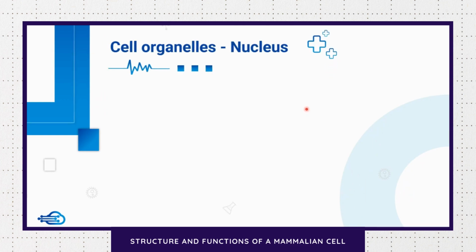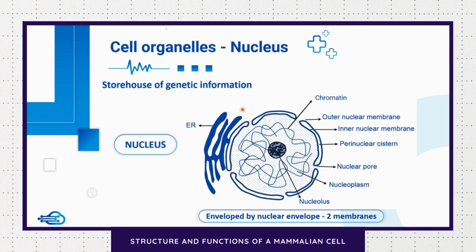Now let us see the cell organelle nucleus. Nucleus is the storehouse of genetic information. So what is the structure of the nucleus? Basically this nucleus contains the genetic information, that is the DNA, which is condensed DNA, and that is known as chromatin. Now this is enveloped by a double membrane, right? So these are the two membranes of the nucleus. In between the outer and inner membrane, there is a space which is known as perinuclear cistern.